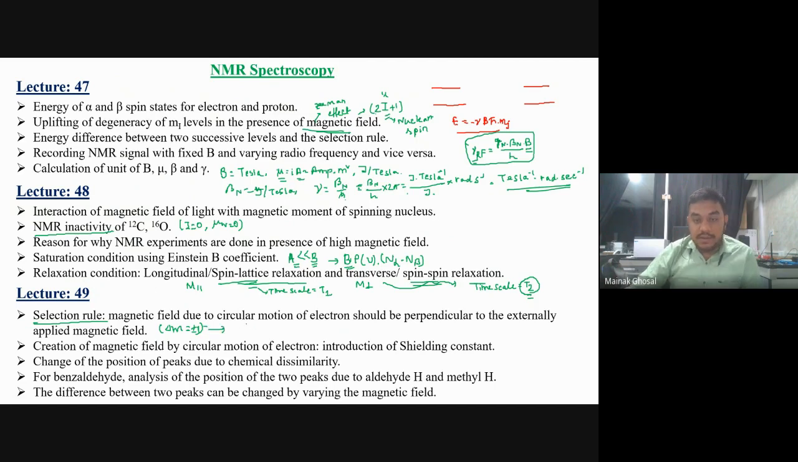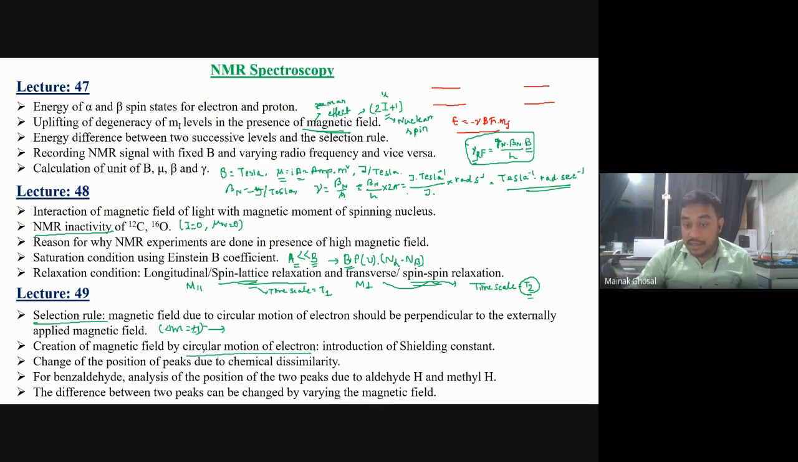The magnetic field is due to the circular motion of electrons. Okay, so this will create a magnetic field. This magnetic field will be perpendicular to the externally applied magnetic field. Under this condition, NMR transition will only happen. And this circular motion of electrons actually creates a magnetic field.